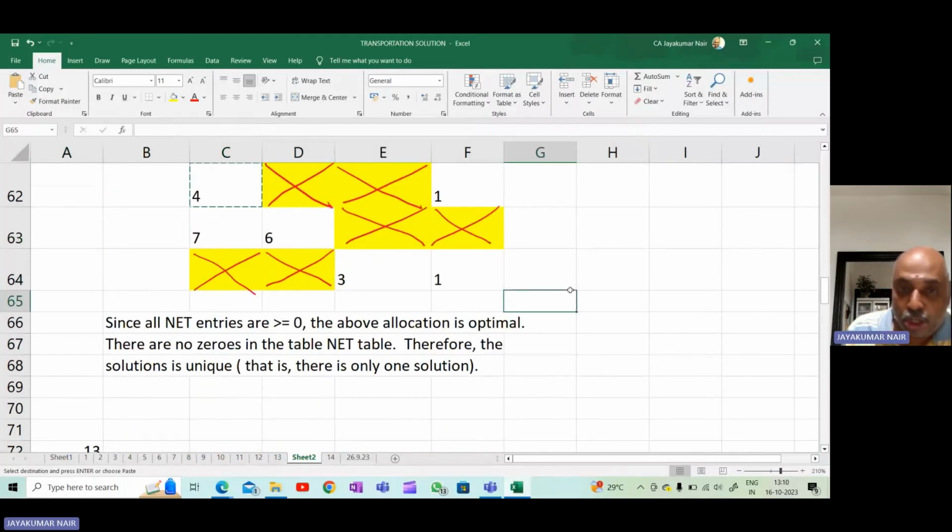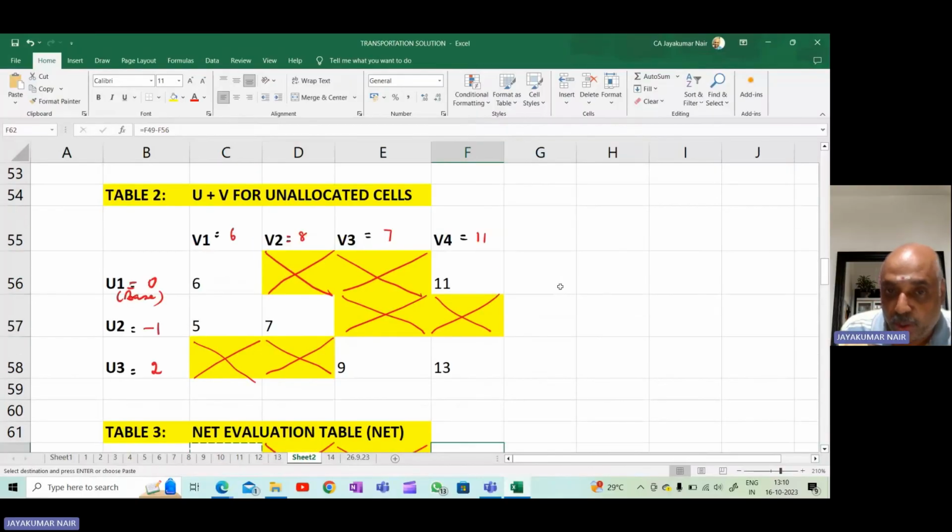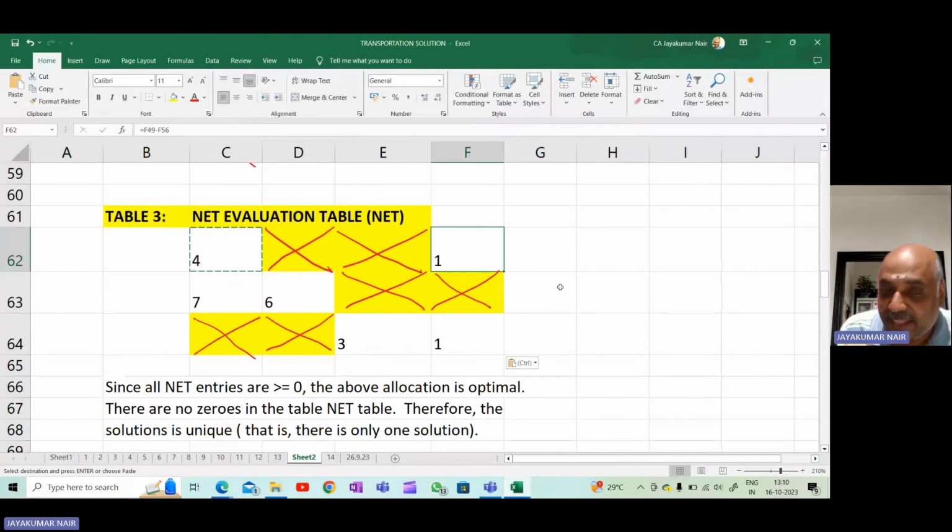After you do this, you look at the cells and see whether you have any negative values. You don't have any negative values. That means the solution that you have obtained now is optimal. So you cannot reduce this cost further. Whatever new allocation you have got now is the optimal solution.